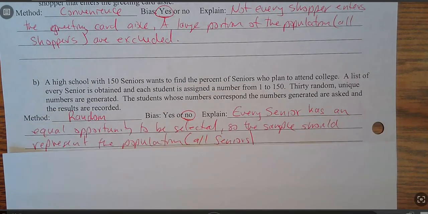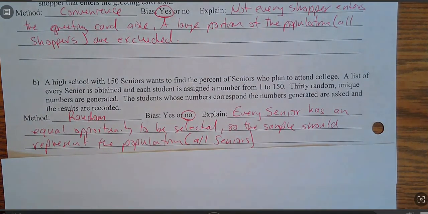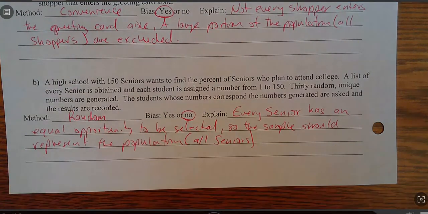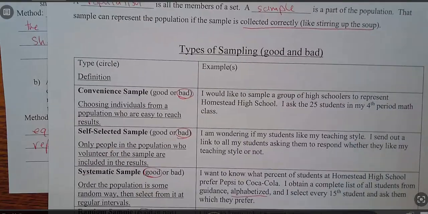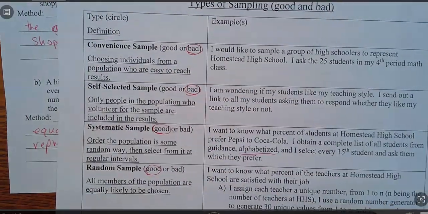Every senior has an equal opportunity to be selected. So the sample should represent the population, which in this case is all seniors. Okay, so hopefully this helps. Just remember, it's those four kinds that you're choosing from right now. So the four types of sampling.